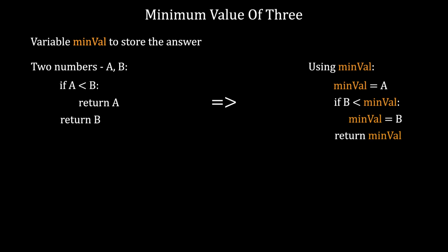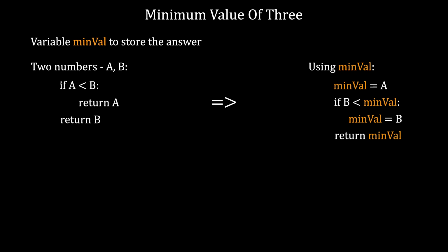Now let's see for 2 numbers. Using minval, we will first initialize it to a. So we basically suppose that a is the minimum value. Then we check if b is less than minval, and if so, we will assign the value b to the variable minval, because b is the actual smallest value. And in the end, we return minval.